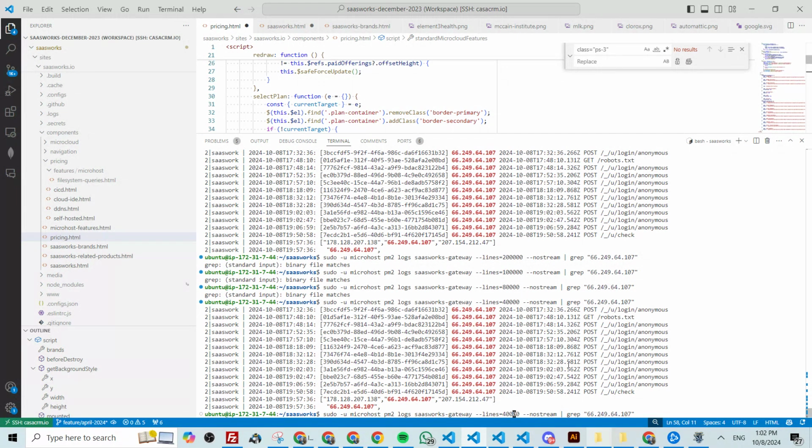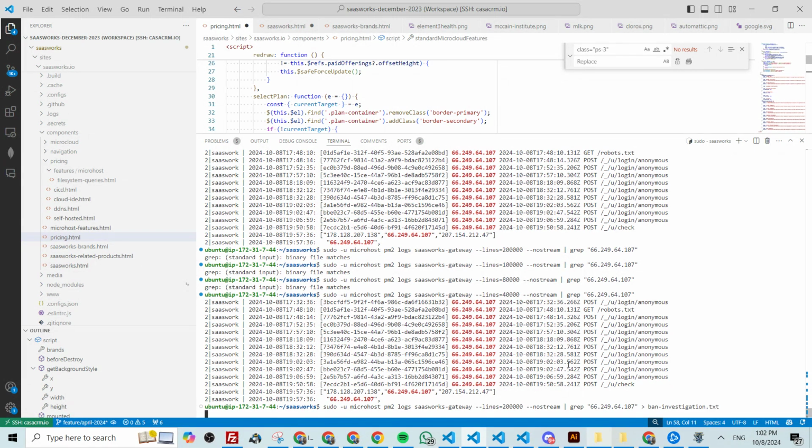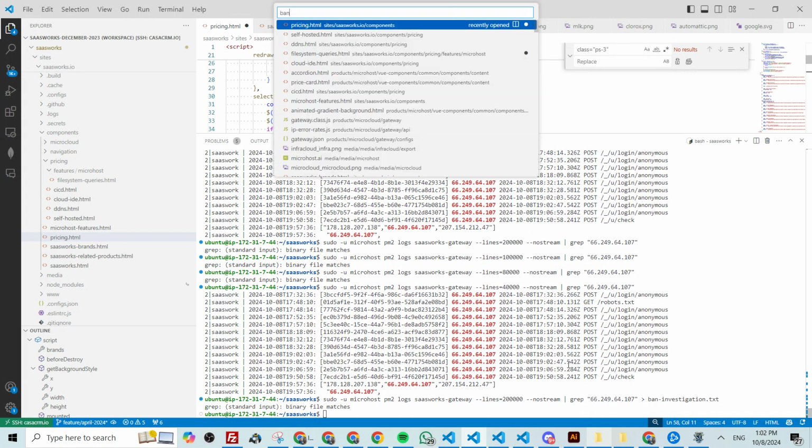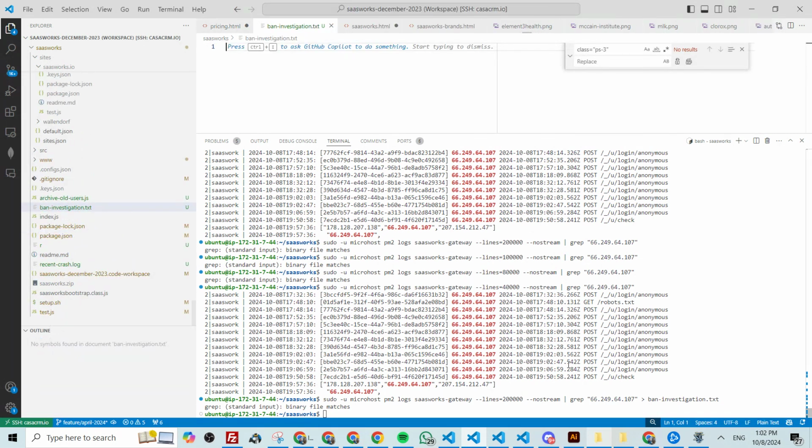Yeah, why is it saying grep standard input binary file matches? It's really bizarre. We could try to output it to a file and hopefully bin investigation.txt, but that's not helping our cause. So I'm not exactly sure why this isn't giving us what we're looking for, which is kind of a bummer.